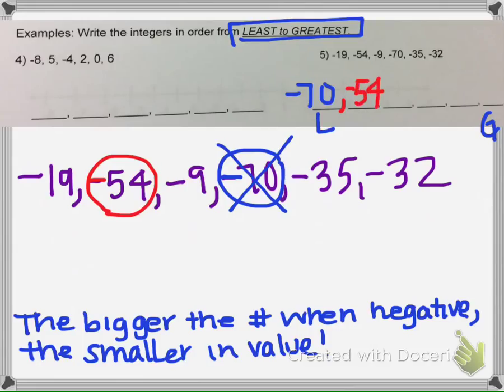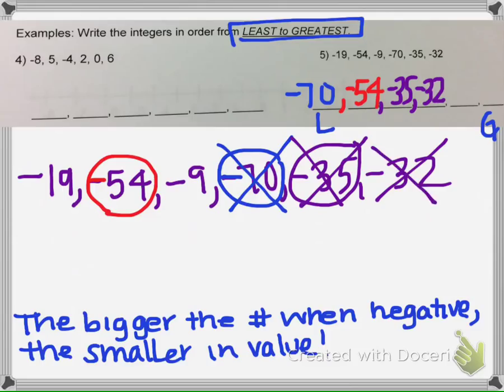And then next is negative 35. And then we have negative 32, negative 19, and lastly, the greatest number is negative 9. And the reason why this is the greatest is because if I gave away 9, I would have more than somebody who gave away $70.